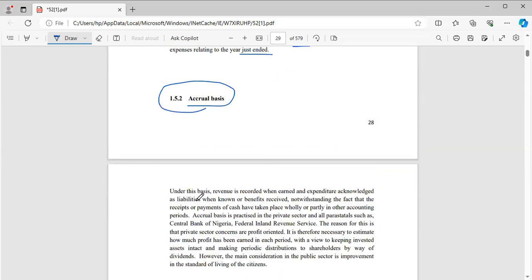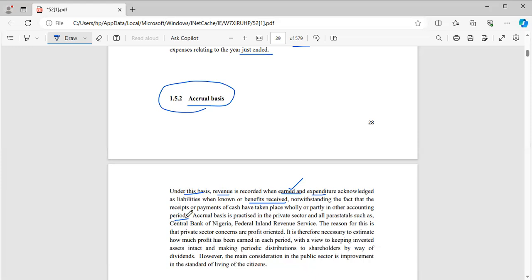Under accrual basis, revenue is recorded when earned. Please take note of that. Cash basis says revenue is recorded when received, while accrual says revenue is recorded when earned. And expenditure is acknowledged as a liability when known or when the benefit is received, notwithstanding the fact that the receipt or payment of cash has taken place wholly or partly in another accounting period.